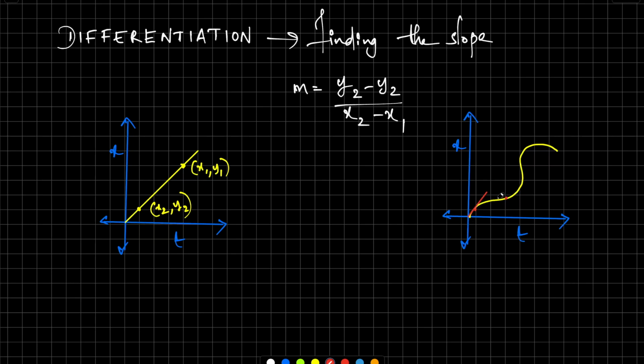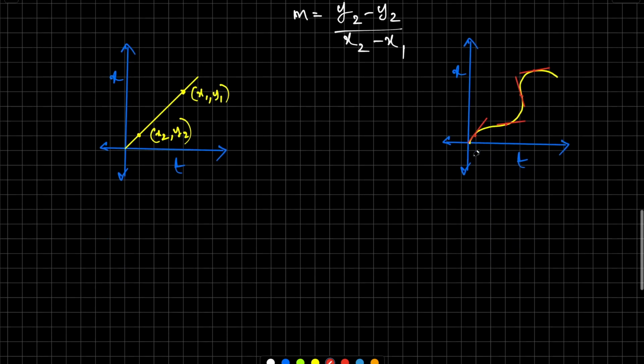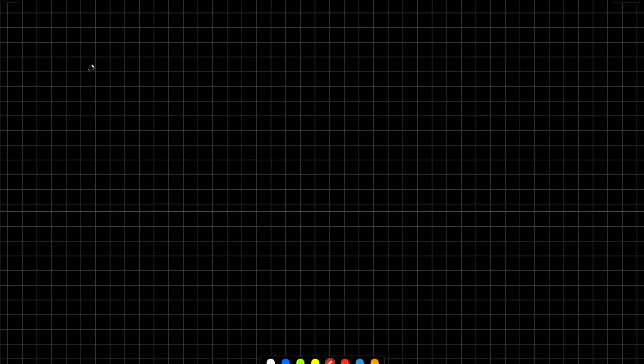At this point, this is the slope. At this point, this is the slope. At this point, this is the slope. Okay, so slope at different points are different. Alright, so how do you solve this problem then? We can make use of differentiation here. Let's see how we can do differentiation.